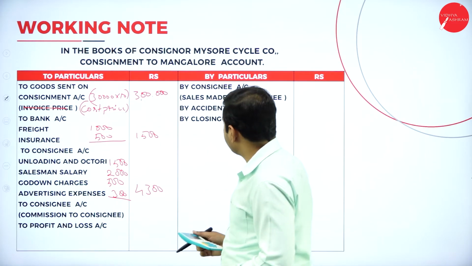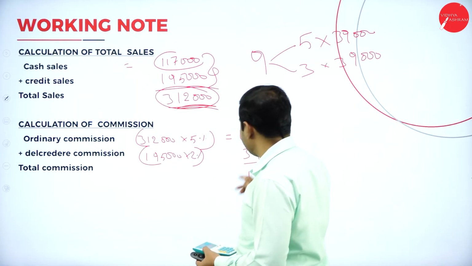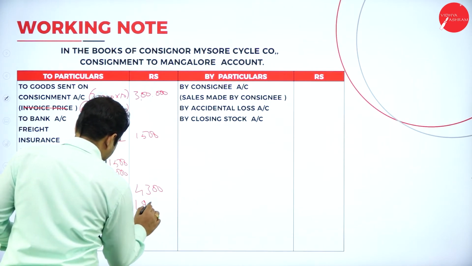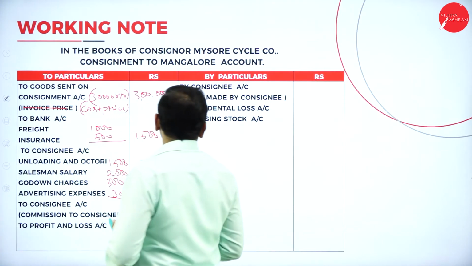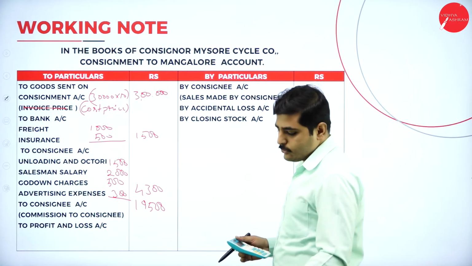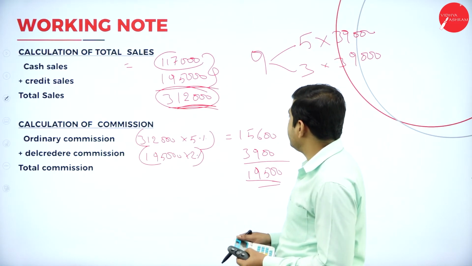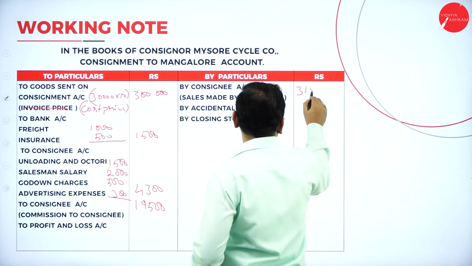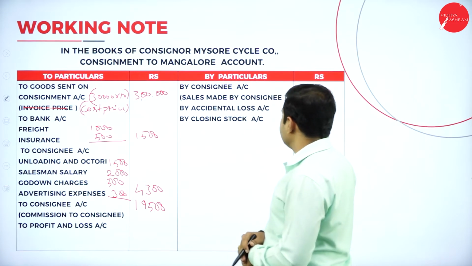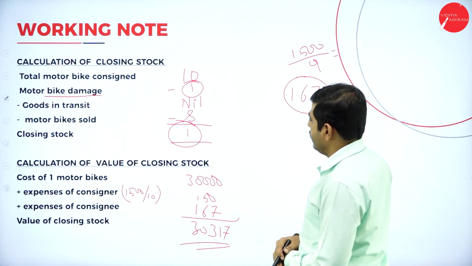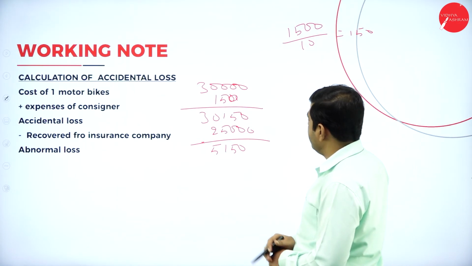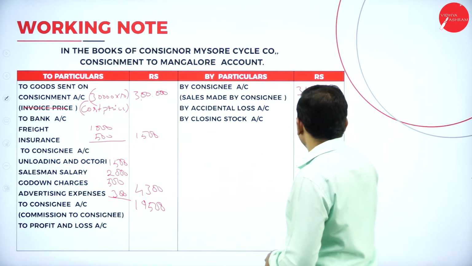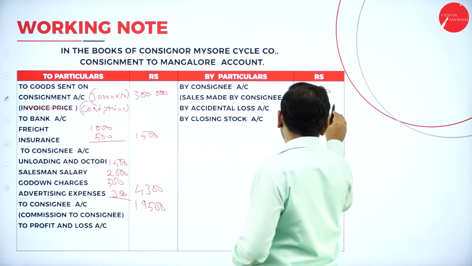Next one, consignee commission paid. So we have calculated the commission. Total commission is 19,500. Next, coming to the consignee, sales made by consignee. What is the total sales he has made? Total sales is 3,12,000. Again, what is the accidental loss? We have calculated it. Accidental loss is 30,150.